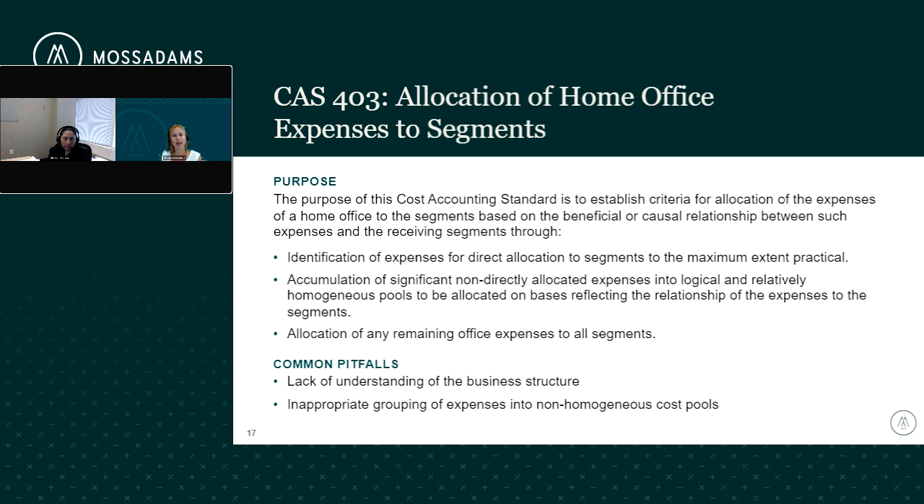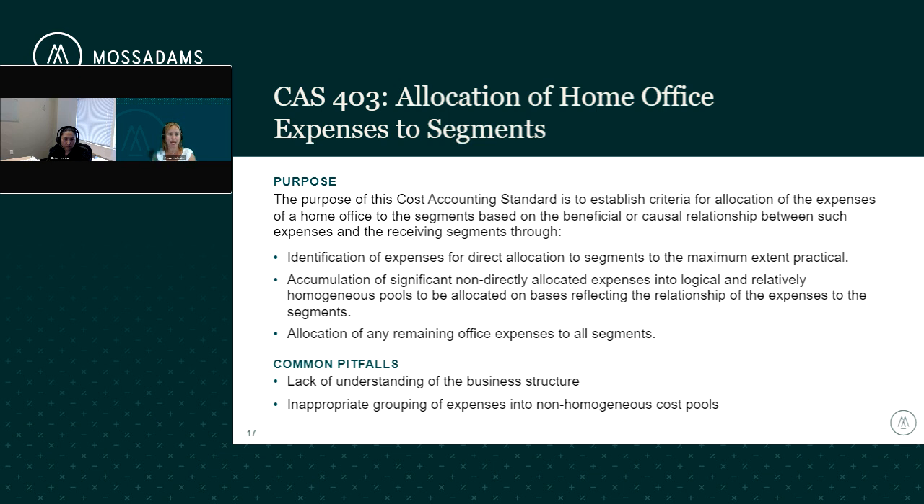CAS 403, allocation of home office expenses to segments. So this is going to be a standard applicable with full coverage. And one thing just to keep in mind with all of these standards is that they may not apply to your organization. It really depends on how your organization is set up. If you're a fairly simple organization with one segment, you may not have a home office segment or a home office to allocate to different segments.